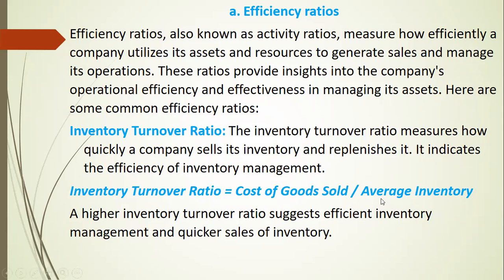Here are common examples. So inventory turnover measures how quickly a company sells its inventory and replenishes it. It indicates the efficiency of inventory management. So inventory turnover will be the cost of goods sold divided by average inventory. Here you mark average inventory. A higher inventory turnover ratio suggests efficient inventory management and quicker sales.